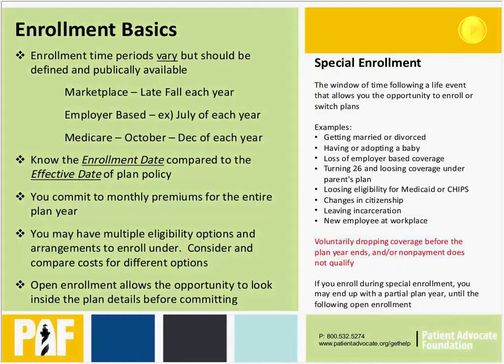So some of the opportunities that create a special enrollment window are getting married or divorced, having or adopting a baby, if you lose your employer-based coverage at some point during the year, if you turn 26 or your child turns 26 and loses the coverage under your plan or under the parent's plan, at that point they could potentially enroll in a marketplace product. If you're on Medicaid or CHIP and you lose eligibility status for those plans, you can then enroll.